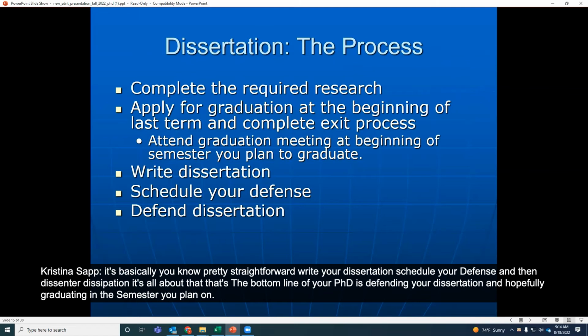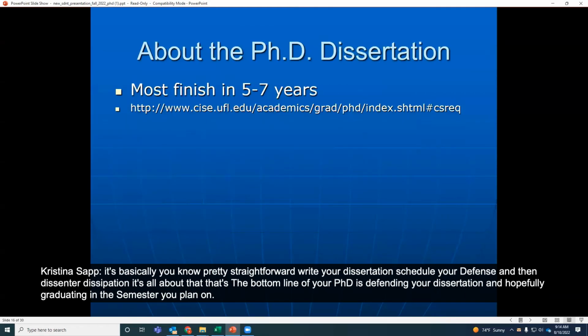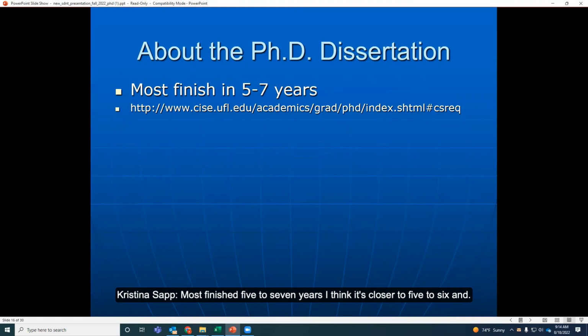It's basically pretty straightforward. Write your dissertation, schedule your defense, and then defend your dissertation. That's the bottom line of your PhD, is defending your dissertation and hopefully graduating in the semester you plan on. Most finish in 5 to 7 years. I think it's closer to 5 to 6. But keep in mind, some students need some extra time, but don't count on it.